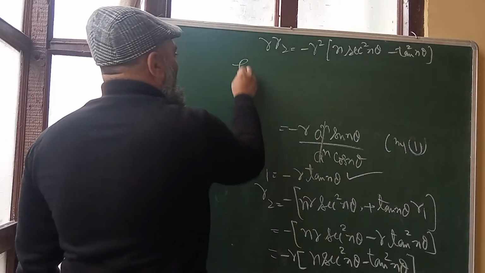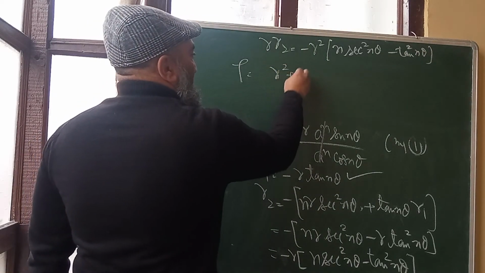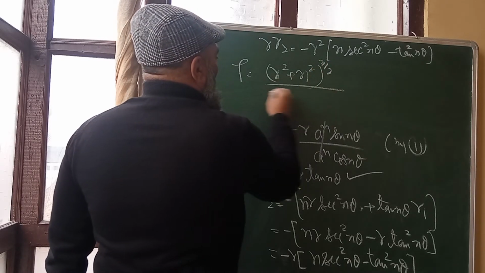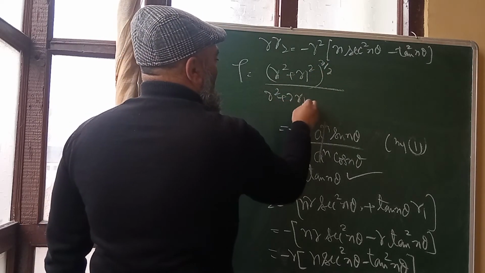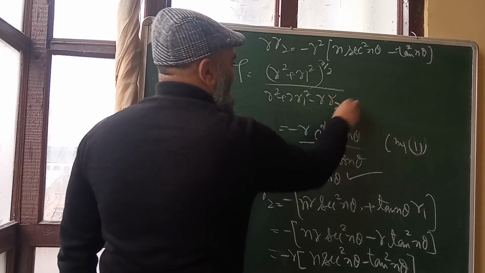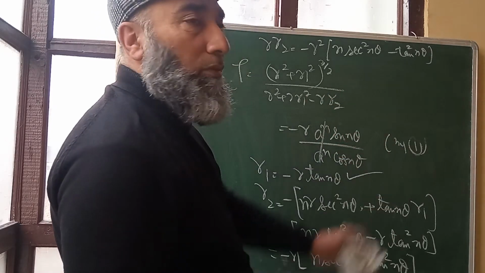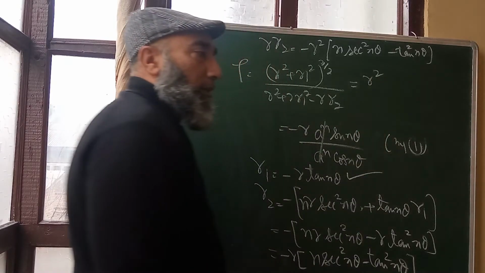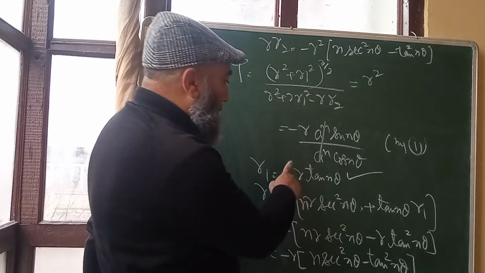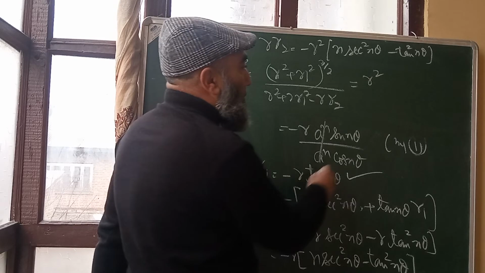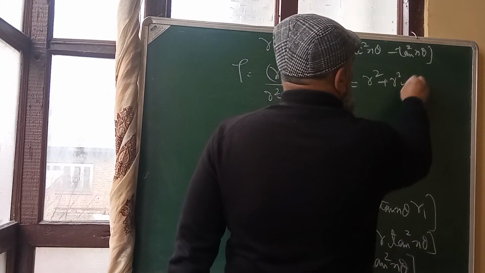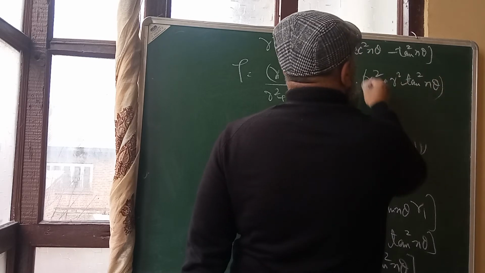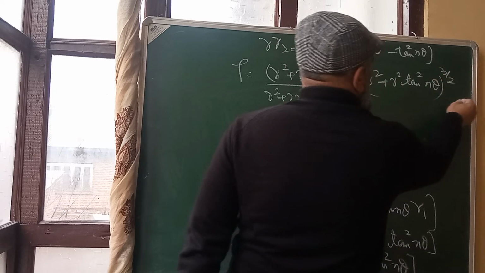So what is rho now? r square plus r1 square to the power 3 by 2, over r square plus twice r1 square minus r r2. Now this will be easier because r is involved everywhere. Your r1 is in terms of r, so it is r square tan square n theta, raised to the power 3 by 2.